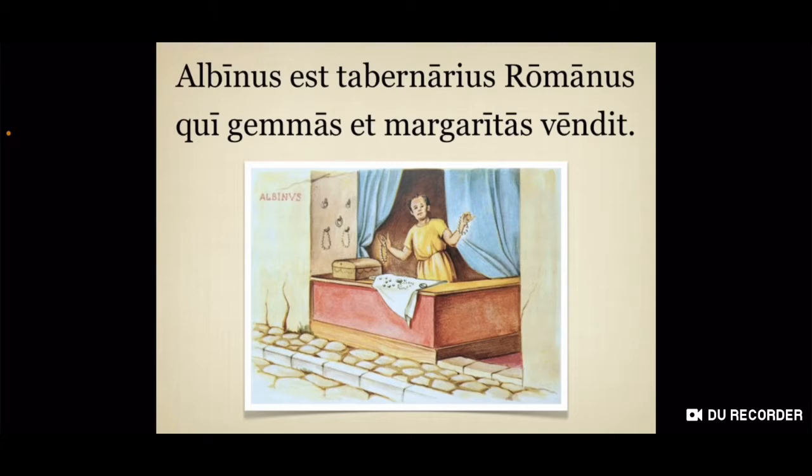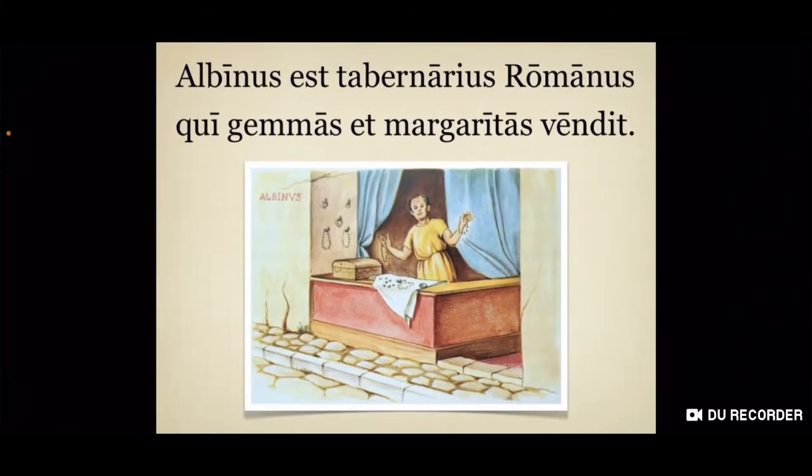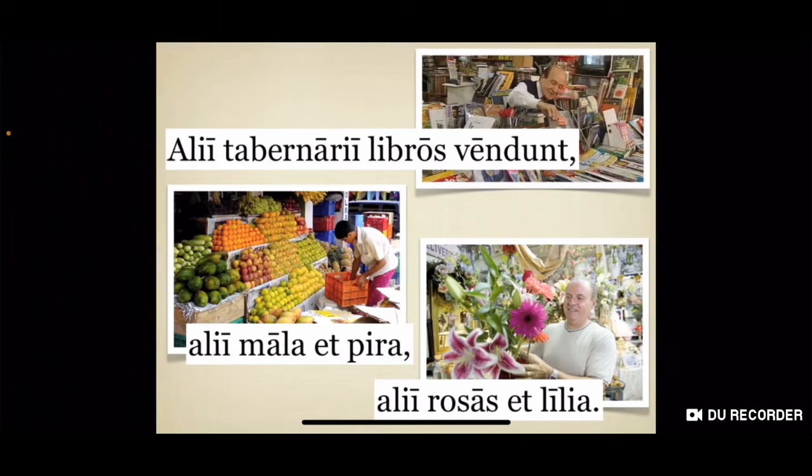Albinus est Tabernarius Romanus, qui gemmas et margaritas vendit. Albinus is a Roman shop owner who sells gems and pearls. And a new word, vendit. As you can see in that word, the word vend, it's like we say vendor, right? Vend, which just means sales. Alii tabernarii libros vendunt, alii mala et pira, alii rosas et lilia. Some shop owners sell books, some sell pears and apples, and some sell roses and lilies.